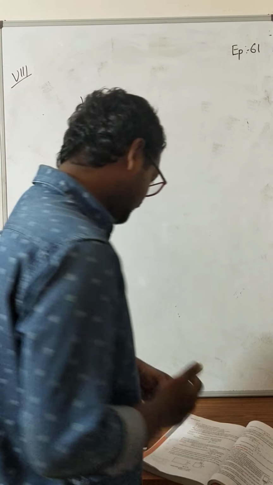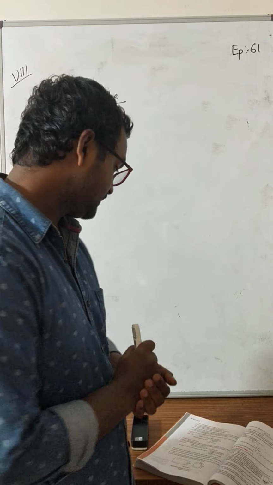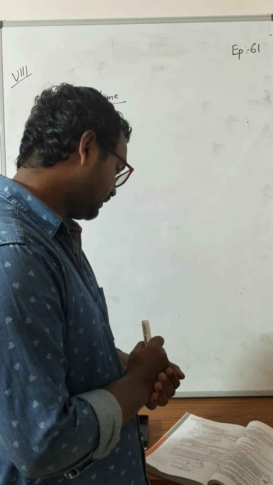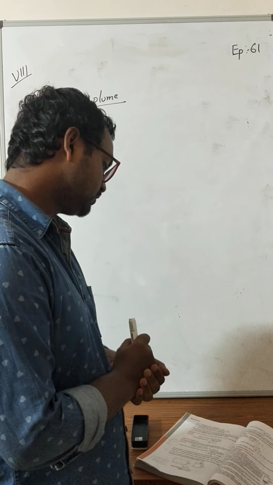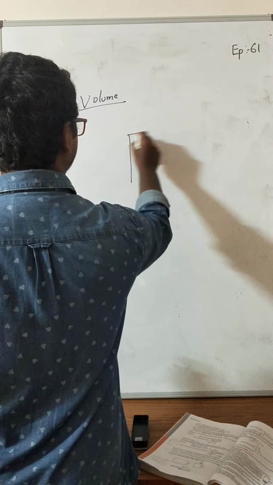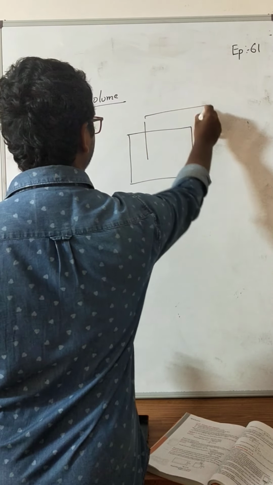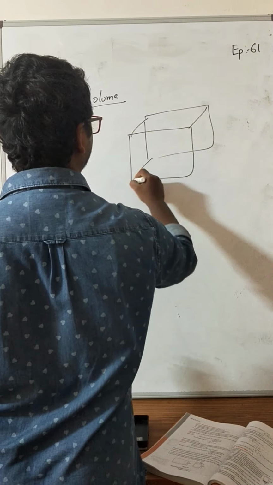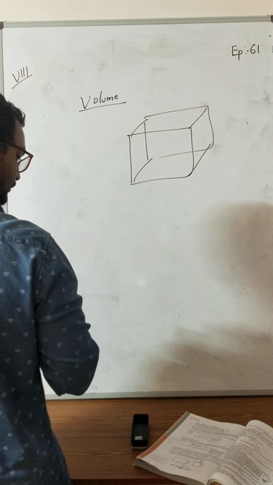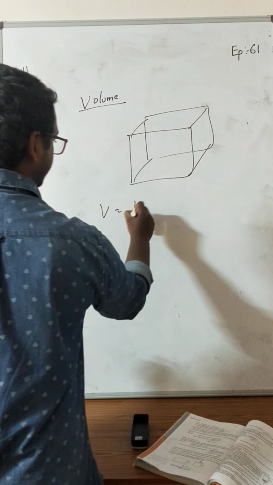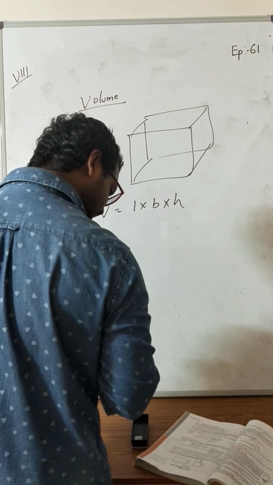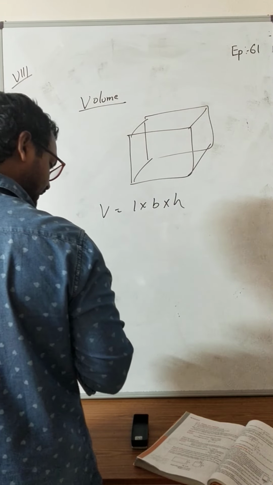Now students, let's start with some example problems. Page number 190, question number 8. Let me read out the question. Find the height of a cuboid whose volume is 275 centimeter cube. Volume is length into breadth into height. And base area is 25 centimeter square.